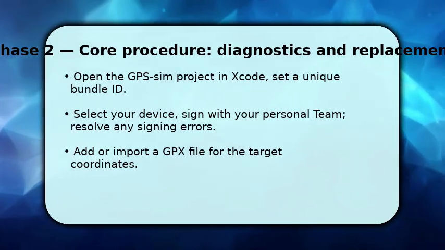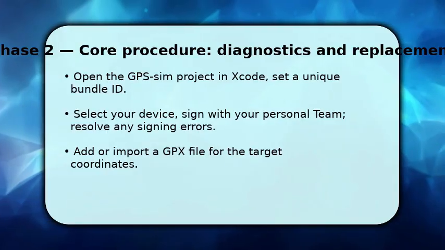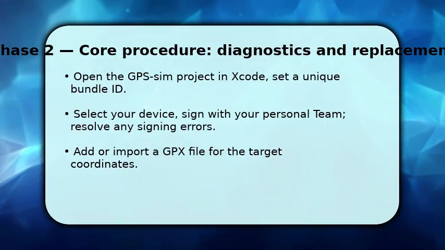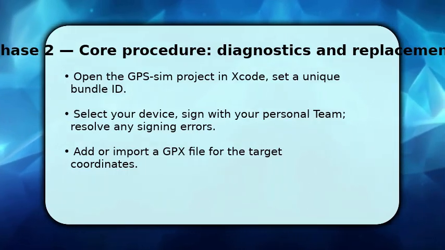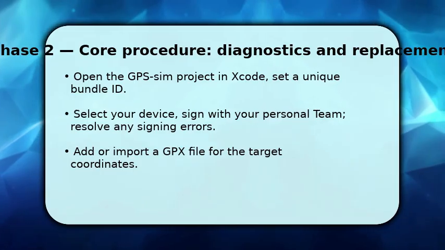Then import or create a GPX file with the coordinates you want and attach it to the project. When you build and run, Xcode will install the app and make that GPX available for simulated location control.